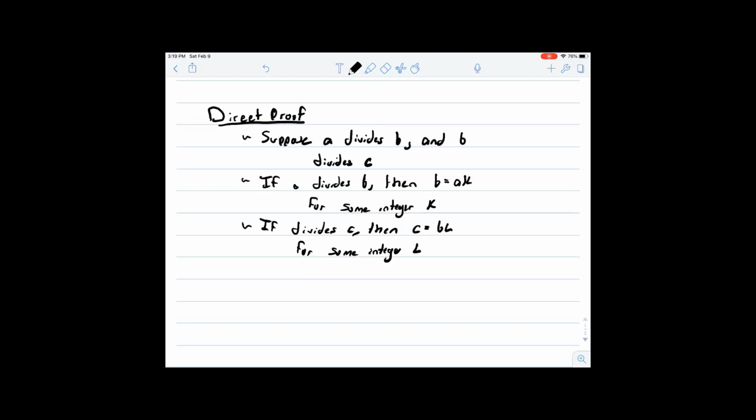Now that we have these in place, we can start to make a little bit of progress in our proof. If B equals AK, this means that C equals A times K times L. Essentially, all we did was plug AK in for B. Now, if K and L are some integers, then we can rewrite them as another integer, say M.